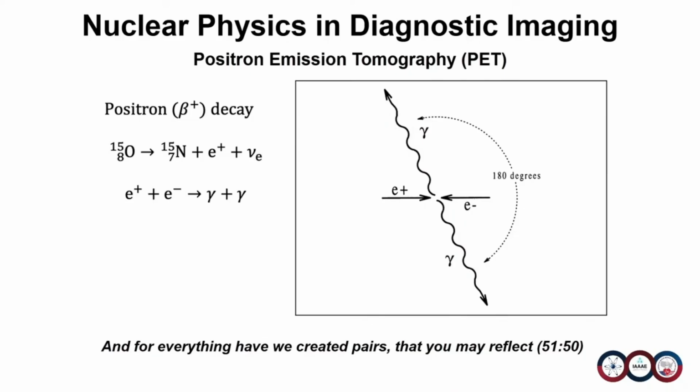So when you have a positron radionuclide, it's injected into the body. It emits a positron. The positron looks for an electron and they annihilate. They form back-to-back gamma rays.